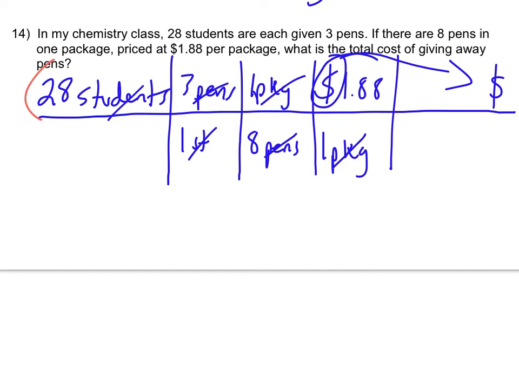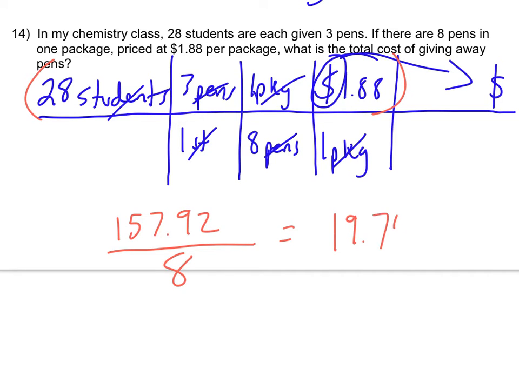I multiply everything on the top here, and I get 157.92. On the bottom, I have 8. My answer is 19.74, and this is in dollars. Let's not forget our units. So the total cost of giving away pens is just under $20.